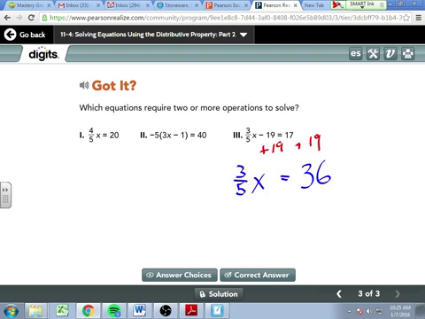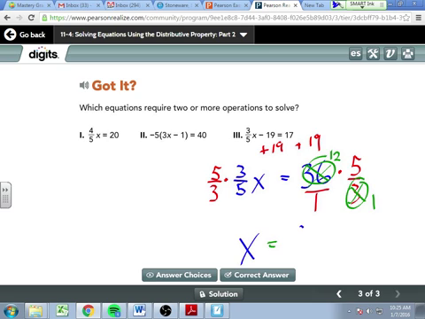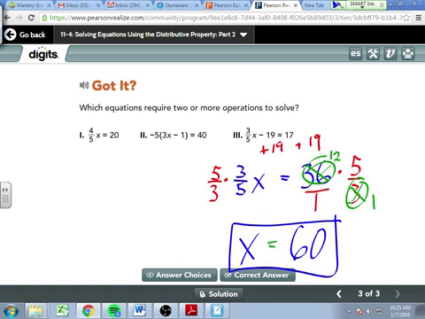So then we multiply by the reciprocal. It'd be 5/3 over here, 5/3 over here. We can cross reduce. My 36 and my 3 share a 3, so that becomes 12. That becomes 1. 12 times 5 will give me that x is equal to 60. So if you want the solution process for that guy, it's in the notes now.